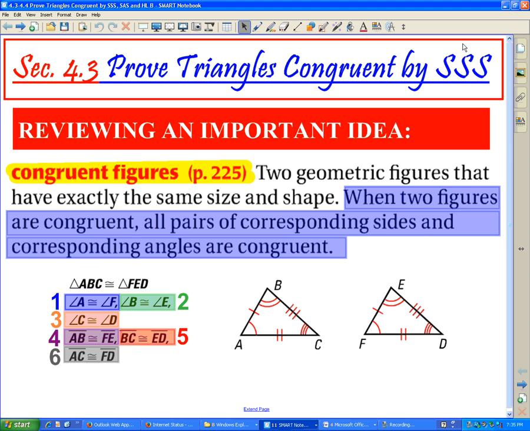So if you have a decagon, there would be 10 pairs of corresponding congruent sides and 10 pairs of corresponding congruent angles. With triangles, it's a little bit simpler because we only have 3 sides and 3 angles, a total of 6 parts, and that's what we see right here. If two figures are congruent, all pairs of corresponding sides and all pairs of corresponding angles are congruent.